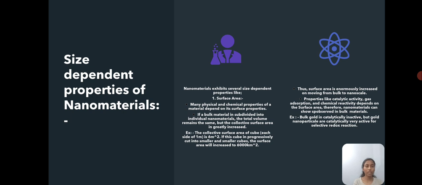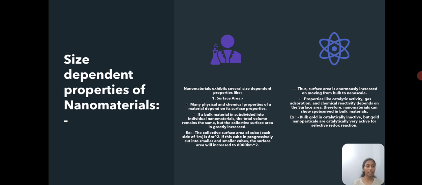Size dependent properties of nanomaterials. Nanomaterials exhibit several size dependent properties like surface area. Many physical and chemical properties of a material depend on its surface properties. If a bulk material is subdivided into individual nanomaterials, the total volume remains the same, but the collective surface area is greatly increased. For example, the collective surface area of a cube with each side of 1 meter is 6 square meters. If this cube is progressively cut into smaller and smaller cubes, the surface area will increase to 6000 square kilometers. Thus, surface area is enormously increased on moving from bulk to nanoscale.